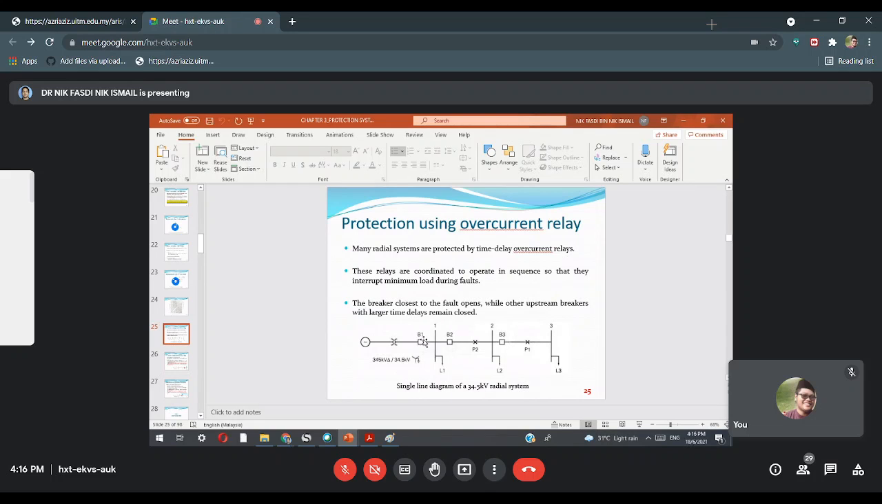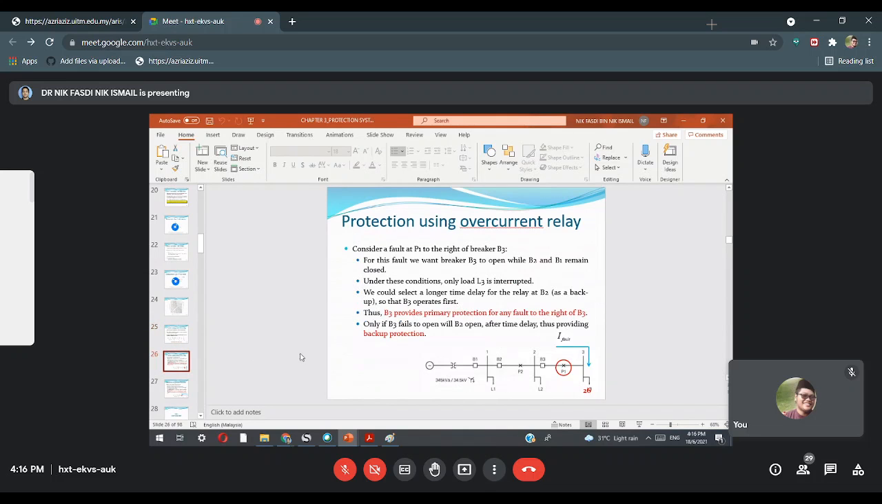This means this is the protection device. If you open this breaker, current will not flow, so the others will be safe. Or if you open this breaker, this part will be isolated from the source. Okay. For example, P1, P2, P1 is the fault location. I'll explain later. L1, L2, L3 are the loads: load 1, load 2 and load 3. So P2, P1 are the faults.